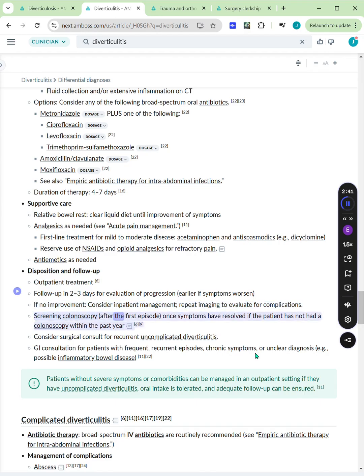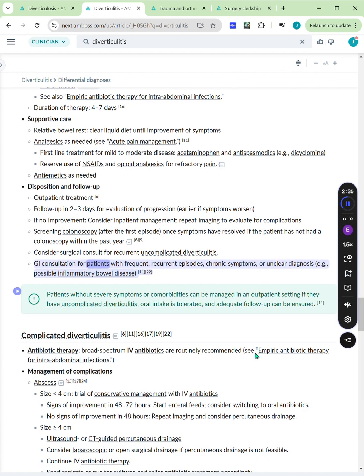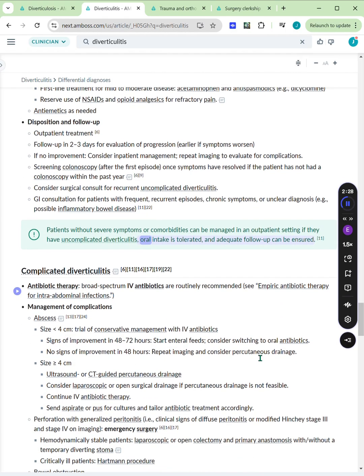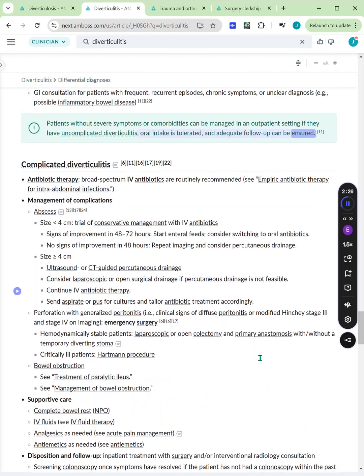Screening colonoscopy after the first episode, once symptoms have resolved, if the patient has not had a colonoscopy within the past year. Consider surgical consult for recurrent uncomplicated diverticulitis. GI consultation for patients with frequent recurrent episodes, chronic symptoms, or unclear diagnosis, e.g., possible inflammatory bowel disease. Patients without severe symptoms or comorbidities can be managed in an outpatient setting if they have uncomplicated diverticulitis, oral intake is tolerated, and adequate follow-up can be ensured.